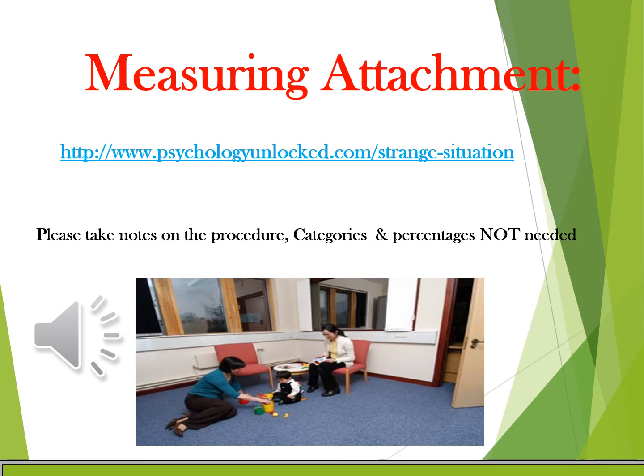Momentarily, you should go to the clip attached and watch this particular study. You'll see Ainsworth's very famous study using the strange situation test. As you watch the videotape, just jot down the procedure, how she conducted the test. You can skip the categories and percentages. I'll give you slightly different numbers based on more modern research in the next slide. But again, do take notes on the procedures. You might well need this for your next test.